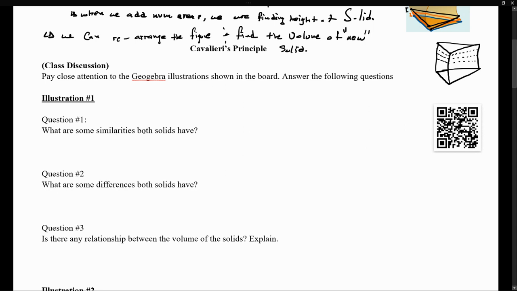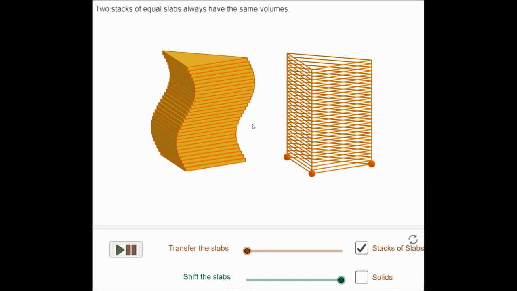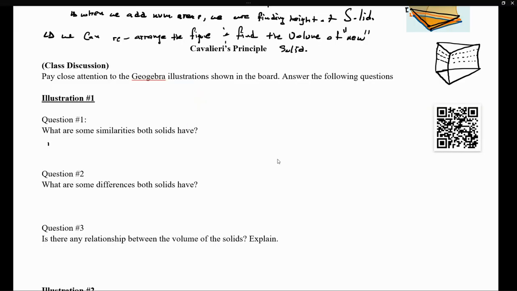So what are some similarities between both solids? This is what I mean by both solids here. The first similarity that I can think of is that the base of this solid that is curved is definitely a triangle. And this second solid here has a base of a triangle as well. So perhaps we can start saying that both solids have bases of triangles.